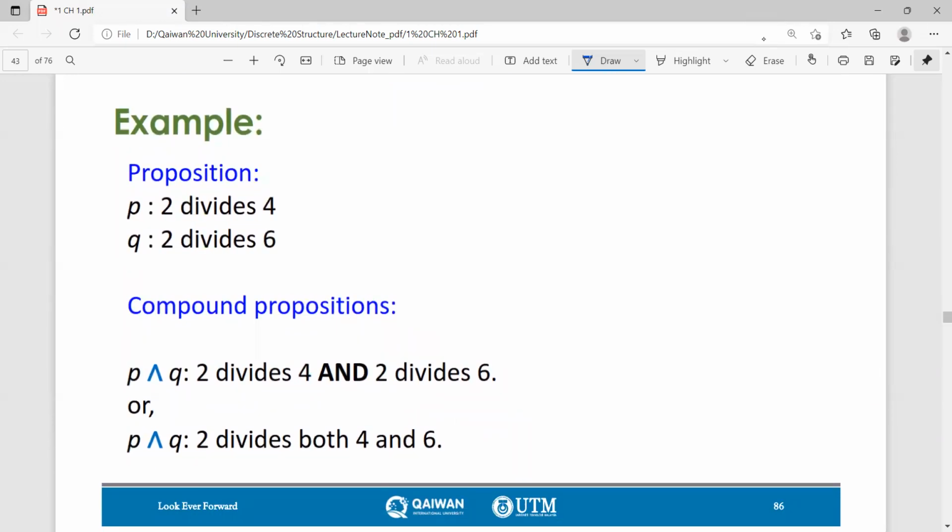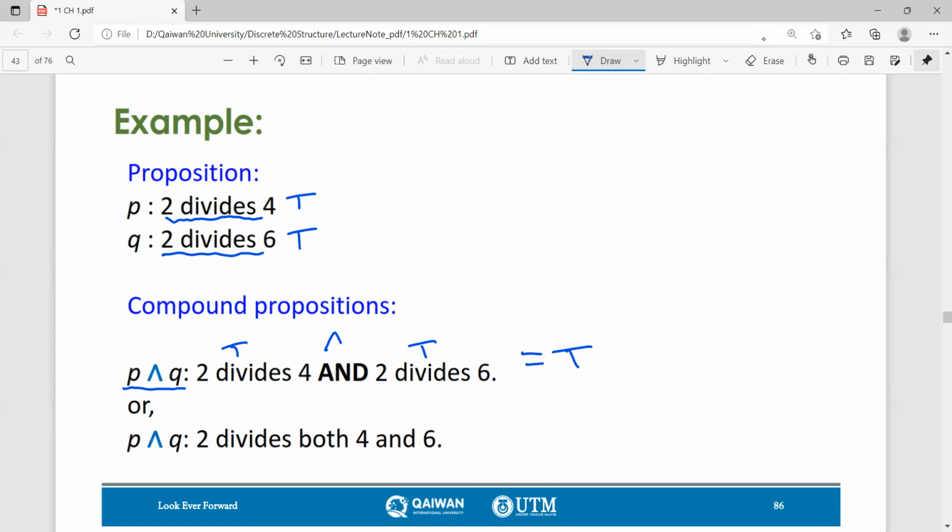It says 2 divides 4. Can you divide 4 by 2? Yes. 2 divides 6. Can you divide 6 by 2? Yes. So both are true. Here we have two statements, both true. These are two propositions. If we combine them together, it becomes a compound proposition. You say p and q. p is true, q is true, and they are combined by and. And the result is true.